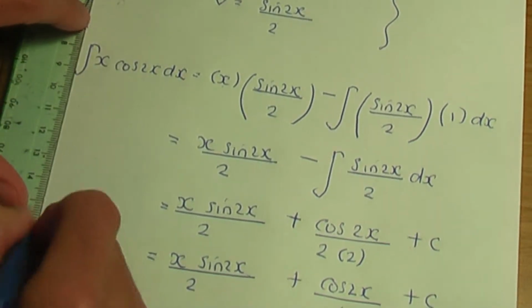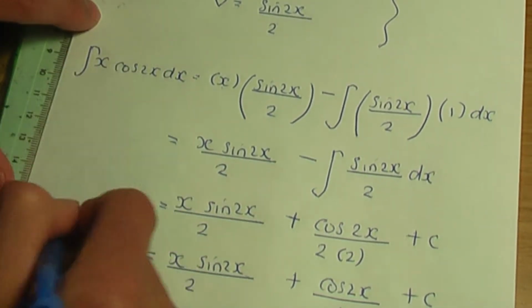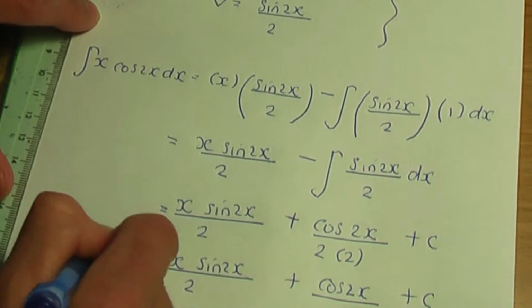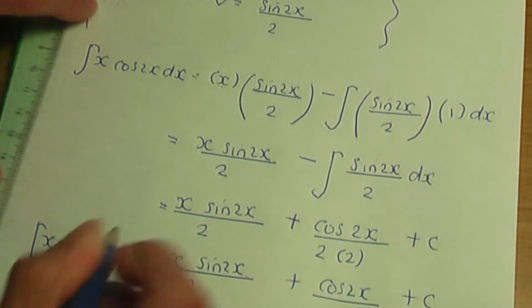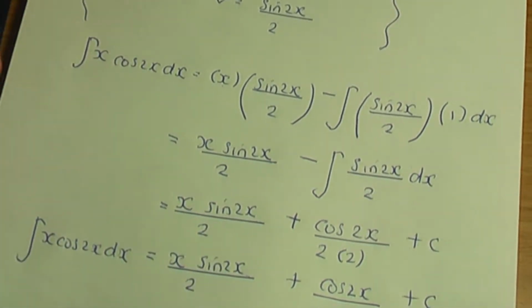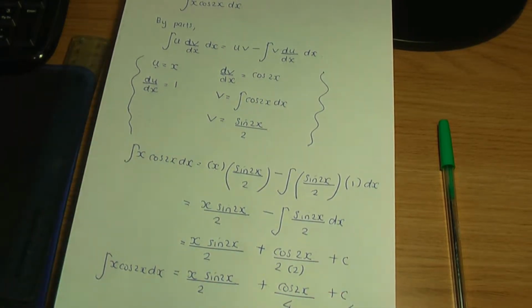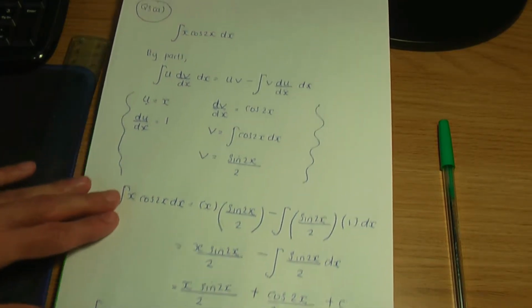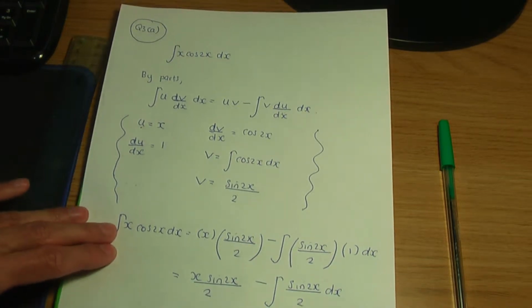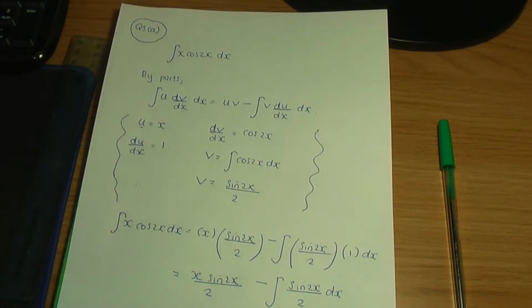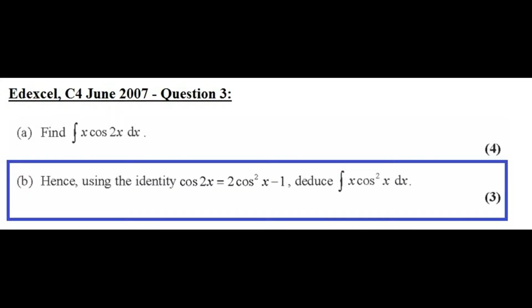So this should be the solution for the integral of x cos 2x, and we did that integral using by parts. Now if you're unfamiliar with the by parts method, I did do a video on integration by parts and I'll provide a link to that video in the description below. However, let's go back to the screenshot as we have another part to do.